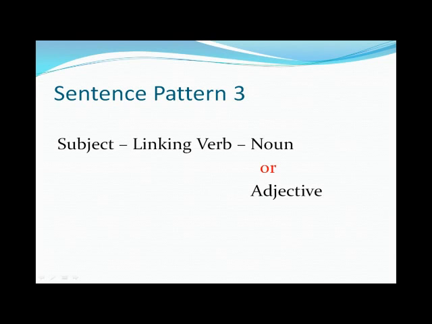The last pattern, number 3, begins again with a subject, but it uses a linking verb instead of an action verb.